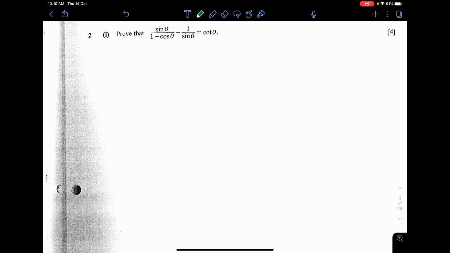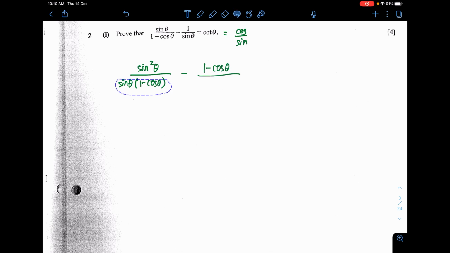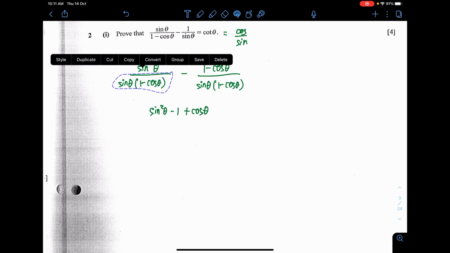Next, prove this is equal to cotangent theta. Now cotangent is the same thing as cosine theta over sine theta, so we aim to get that. From the left hand side, I'll make the same denominator. So the first fraction I'll multiply by sine theta, and then the next fraction I'll multiply by 1 minus cosine theta. So then they have the same denominator already. Put them together, so then I got sine square theta minus 1 plus cosine theta, and then divided by this.